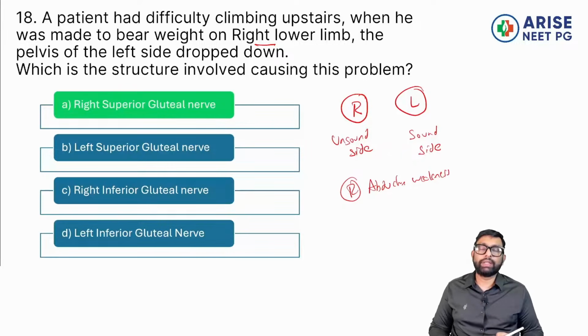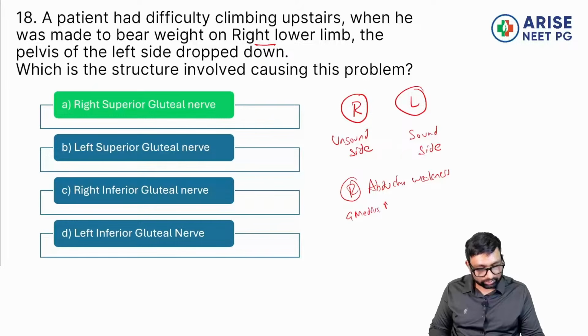Right abductor weakness. And what are the right abductors? What are the hip abductors? They are gluteus medius and minimus. And which nerve supplies the medius and minimus? That is superior gluteal nerve.